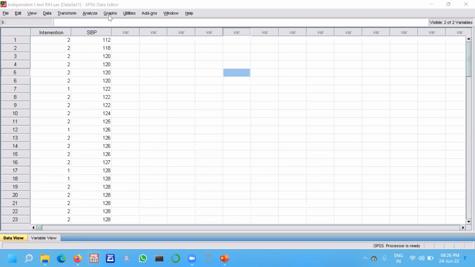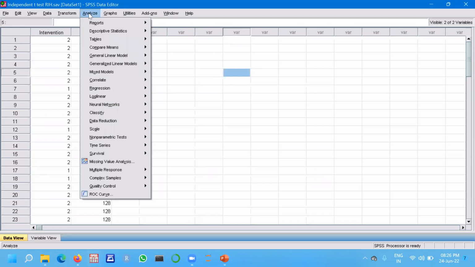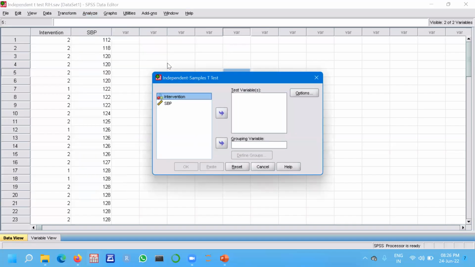Analyze, Compare means, independent sample t-test. See here, the dependent variable is a test variable.